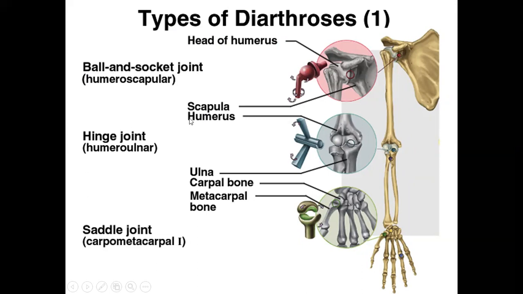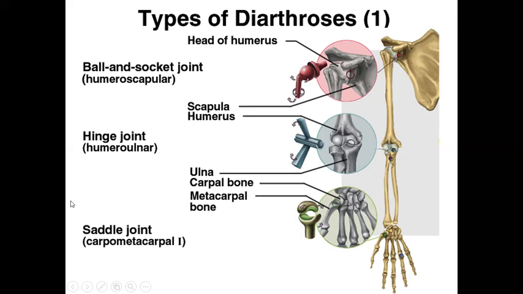Okay. Then we have the hinge joint. The elbow joint is a very good example of the hinge joint. Humero-ulnar joint. This is the humerus as well as the ulna. Between the humerus and ulna, there is a joint. This is called the hinge type of joint, which moves only in one direction, just like the hinge of a door. This is the hinge type. This is called a hinge joint.